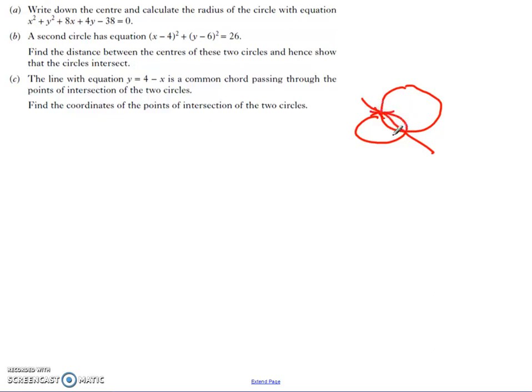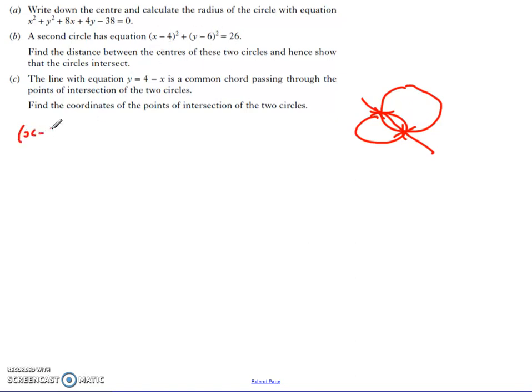So it wants to find these points here where essentially the two circles and the line meet, so all three are common together. Now if I take the equation of this line and substitute it into the equations of the circles, I should be able to find these 2 points. Now, it doesn't matter which circle you substitute it into. You should still get the same answer regardless. So let's take this one here.